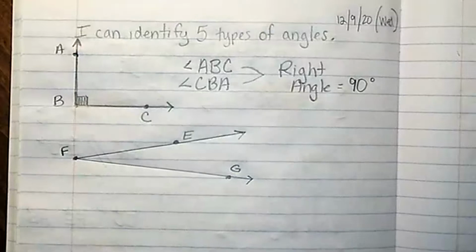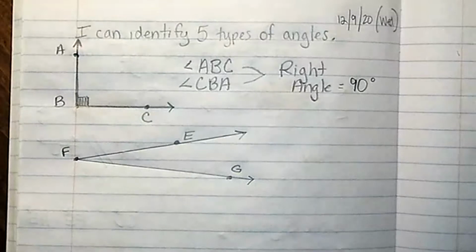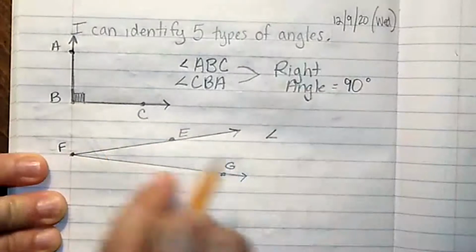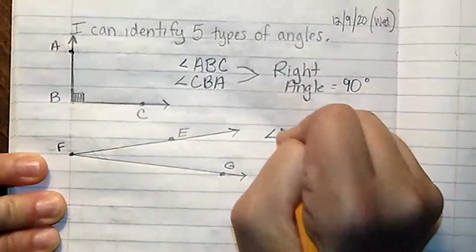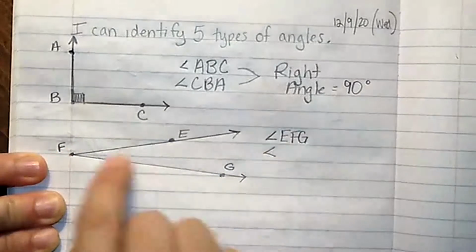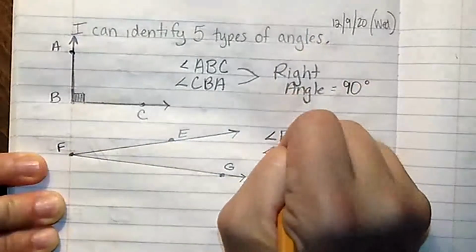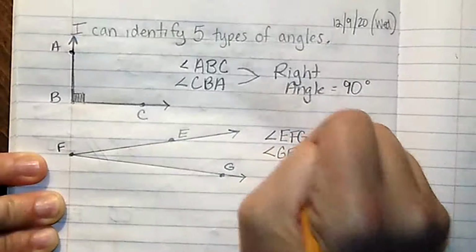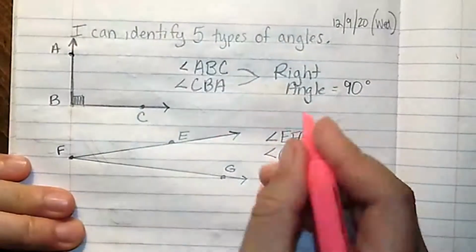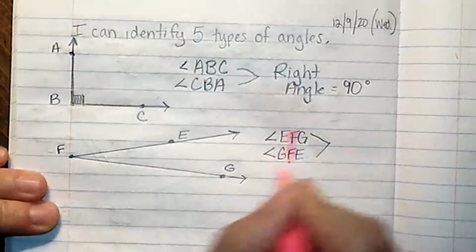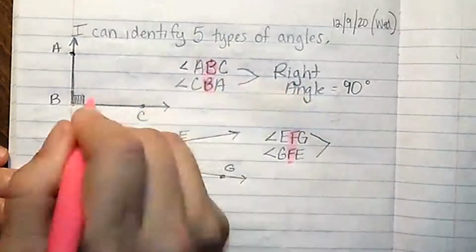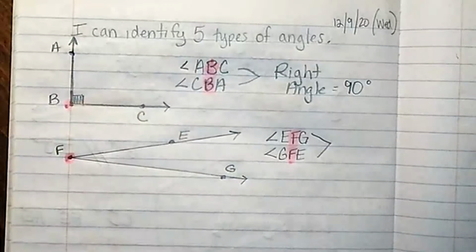Now this one's smaller than the last angle, isn't it? Yeah. This is called angle EFG, or we could call it angle GFE. I'm sure that you noticed the vertex stays right in the middle. The vertex both times here was F. The vertex both times up here was B. It's the point that's right in the middle.